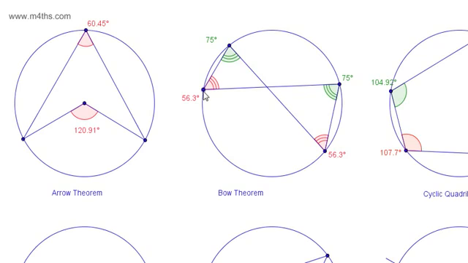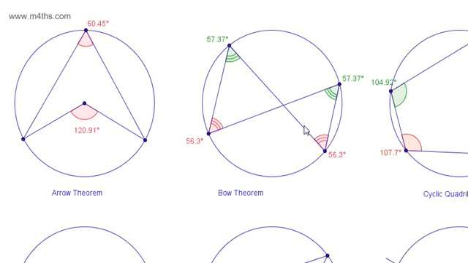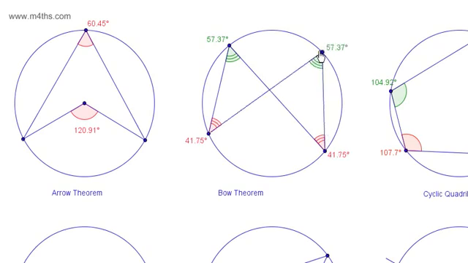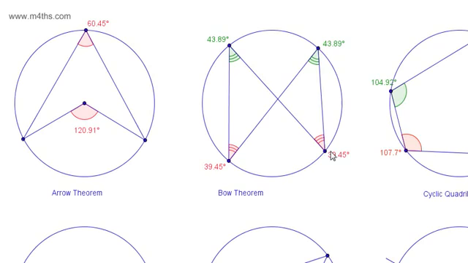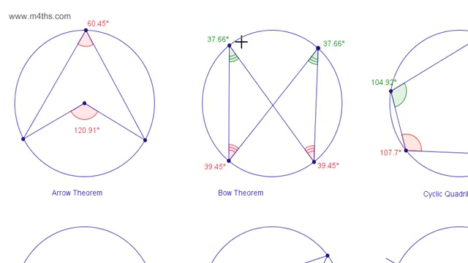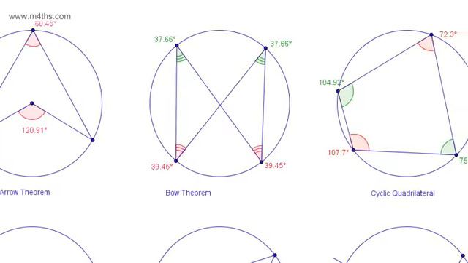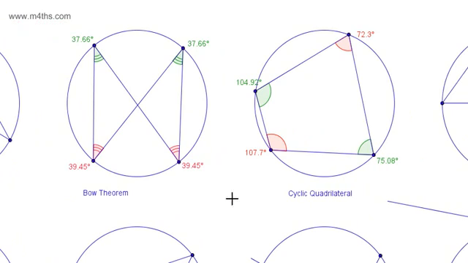The bow theorem states now that these angles at the bottom, the red ones, are equal. The angles at the top are equal. The green ones are not necessarily equal to the red ones, but these two top ones are equal and then the bottom ones are equal. And you can move these around to see that's the case. This app is on my website, which is linked just here if you want to check these out. They're interactive things that you can have a play with.